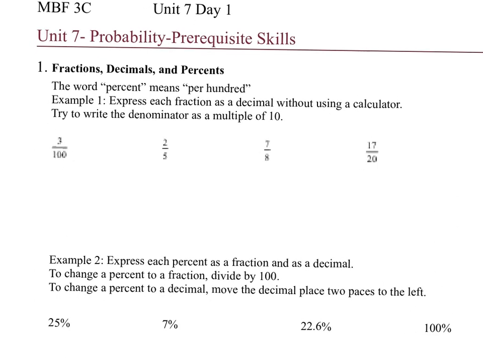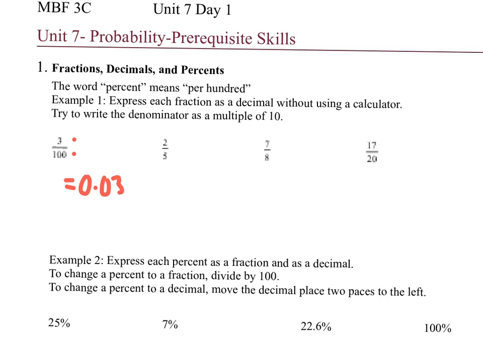So the word percent means per hundred. So example one, we're just going to express each as 100. So all we're doing in this situation is dividing by the lower number. Okay, so we're taking 3 divided by 100, which gives us a value of 0.03. Also, sometimes what they'll want you to do is to express it out of 100 if you want to.